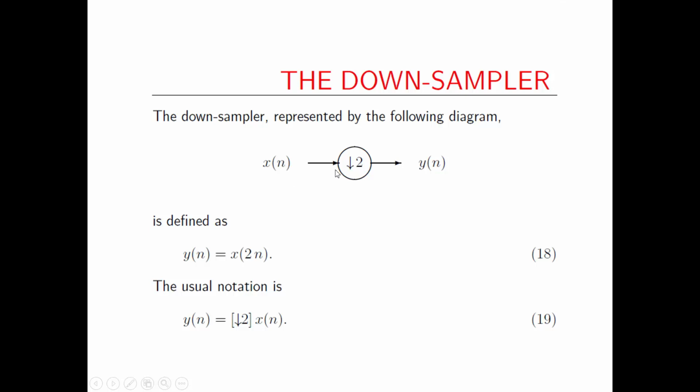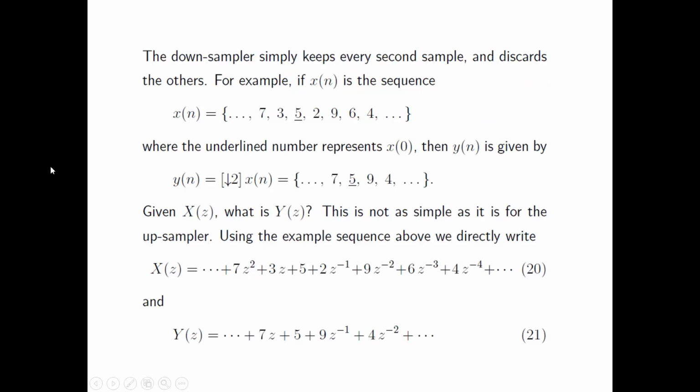So x[n] is the input signal, y[n] is the output signal. We are considering downsampling by a factor of 2. So downsampling can be defined as y[n] equal to x[2n], whereas in the case of upsampling it was n by 2. Now the usual notation, as we were doing for upsampling where the arrow was upwards, now the arrow will be downwards. y[n] is equal to down arrow 2 x[n], right?